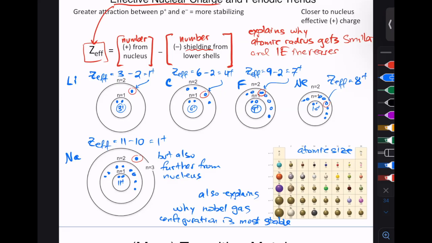All right. Noble gas configuration is most stable because it has the greatest effective nuclear charge on the valence electrons. Remember, it's all about the valence electrons, not just all of the electrons. All right, let me take it one more step.